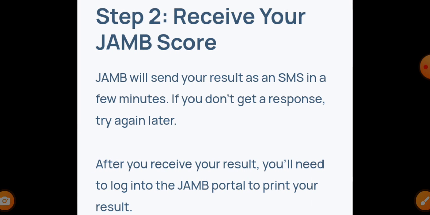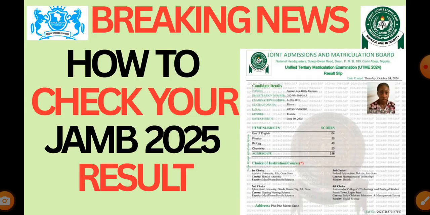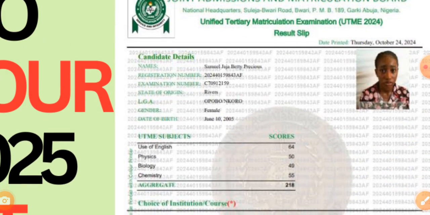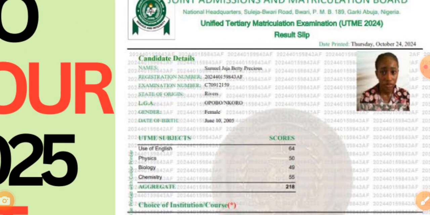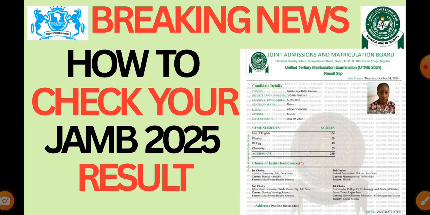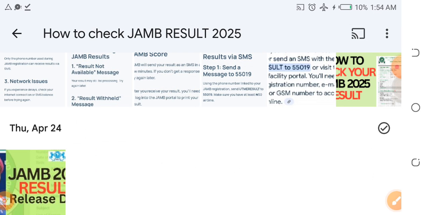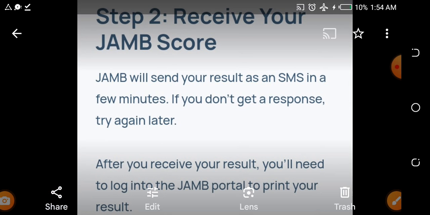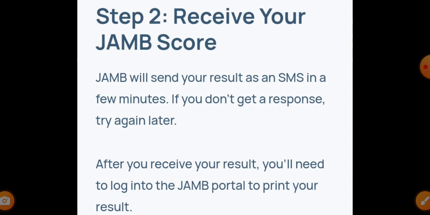Okay? After you receive your result, you will need to log in when you want to print it on paper like this one. You see this printed one on the screen. When you want to print your own, right? You will need to visit the JAMB portal. I will still do a video.